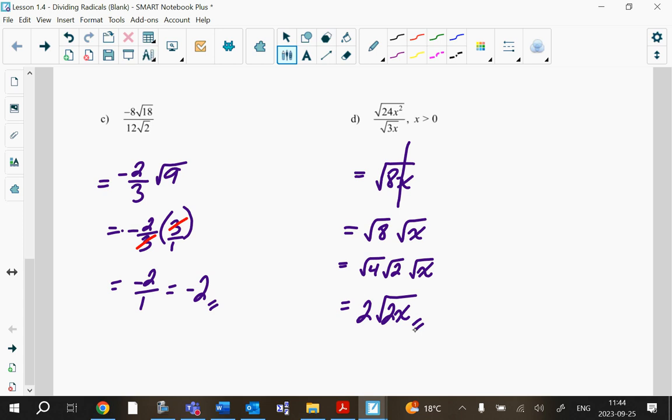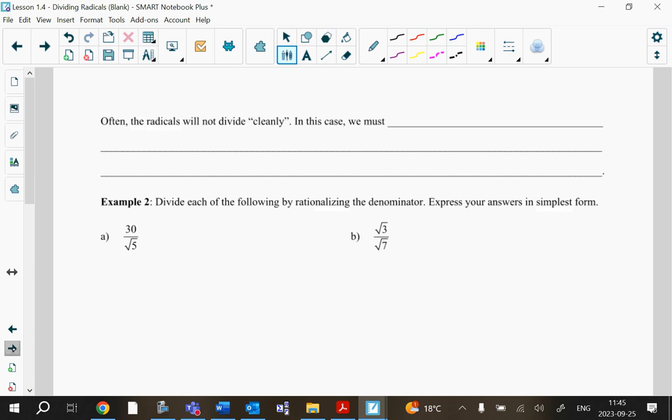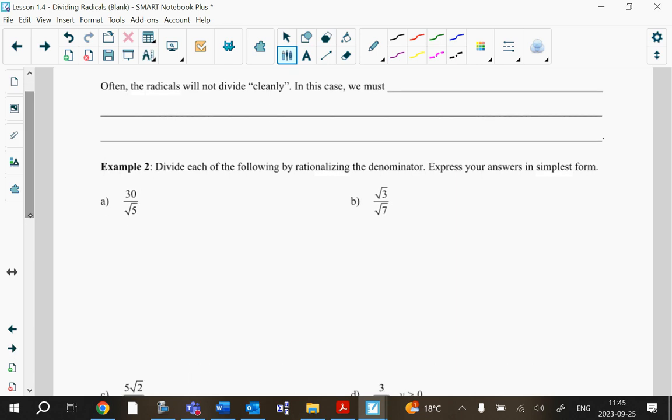Okay, so it seems pretty straightforward, except when we encounter a question like this, and I'm going to save this for later. But what's 30 divided by root 5? Can I divide them? Why not? What do you mean? Yeah, they're not both square roots. They're not both radicals. Excellent. You can't do it.